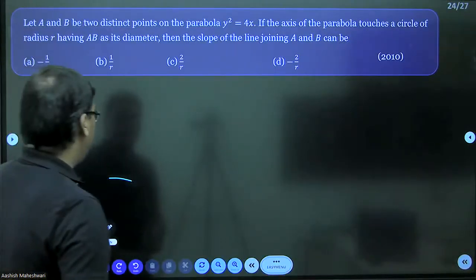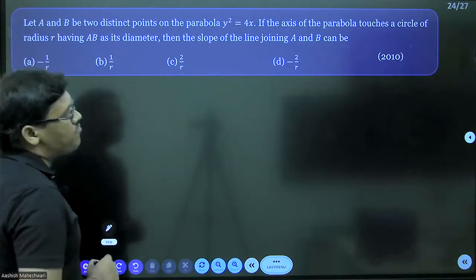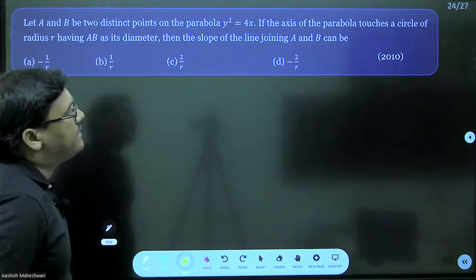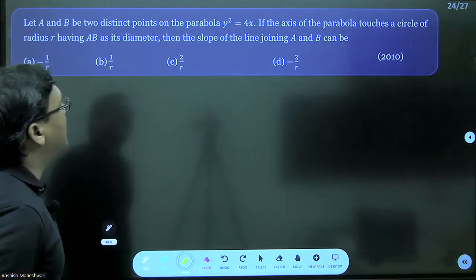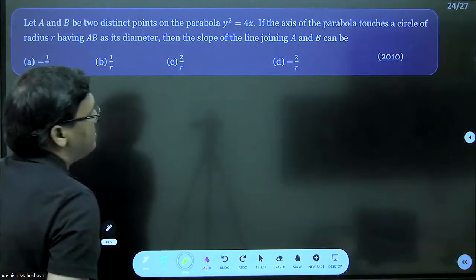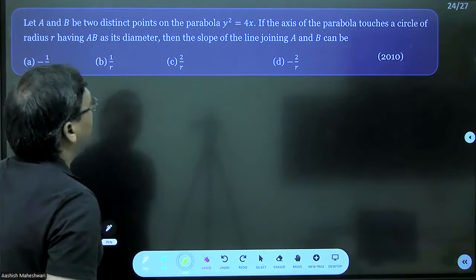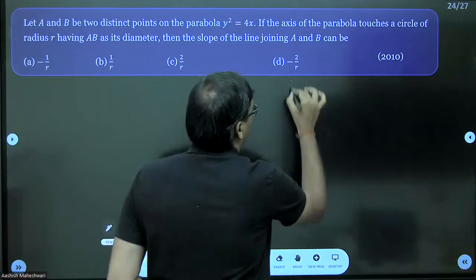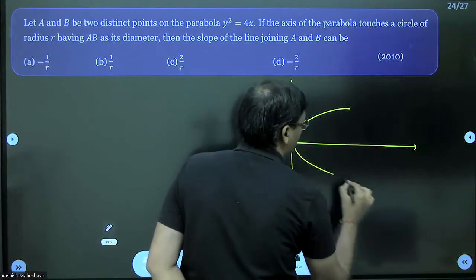Now let's move to the next question. The question here is, let A and B be two distinct points on this parabola. If the axis of the parabola touches a circle of radius r, having AB as its diameter, then the slope of line joining AB. Okay. So now see, A and B are two distinct points, and the axis of the parabola touches the circle of radius r having AB as diameter. That means take AB as the diameter and draw a circle that is touching the axis of the parabola. This is the standard parabola y² = 4x. Let's say this is the parabola y² = 4x.